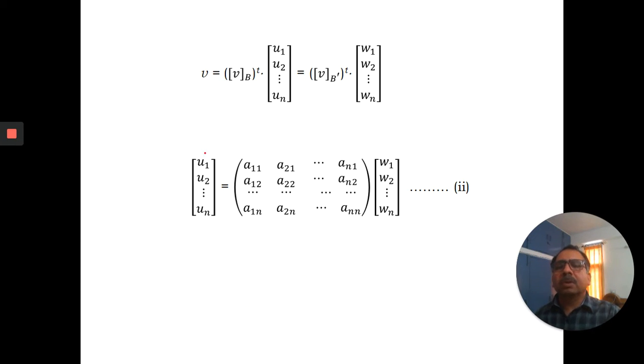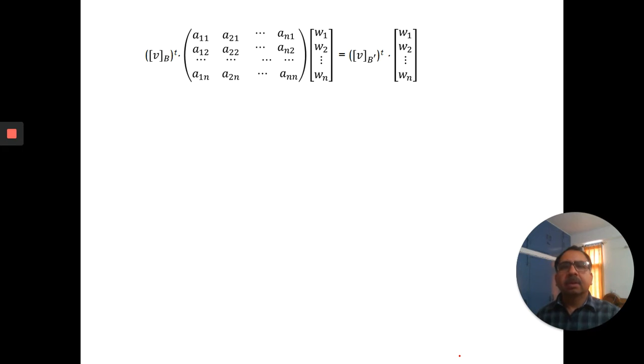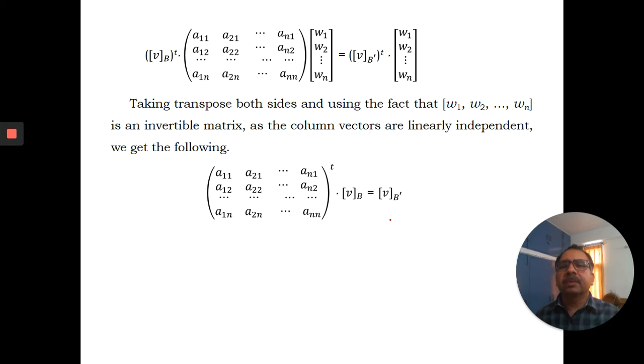Now substitute the value of u1, u2, un, this vector, from this equation into this upper equation. So we get this result: the coordinates of V with respect to B, into the value we have just substituted, into the coordinates of V with respect to basis B dash, into W1, W2, Wn.